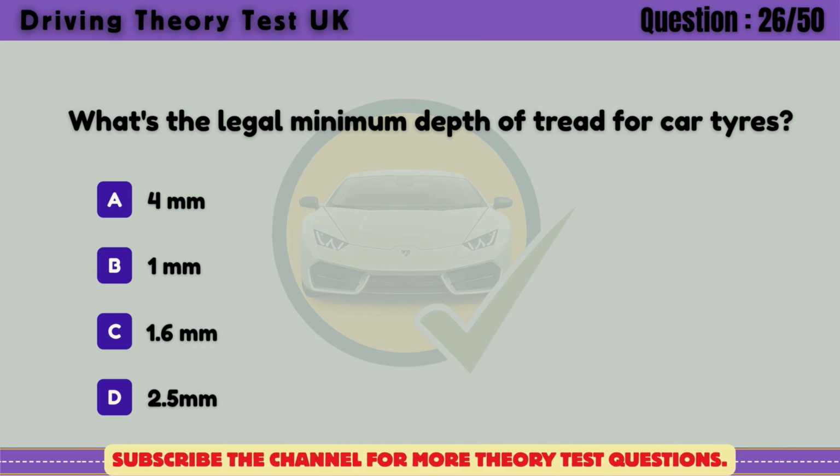Question 26. What's the legal minimum depth of tread for car tires? Option A. 4 mm. B. 1 mm. C. 1.6 mm. D. 2.5 mm.